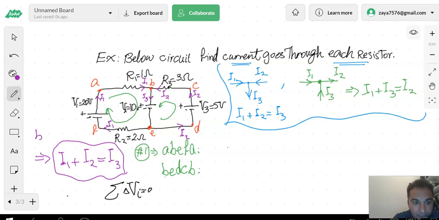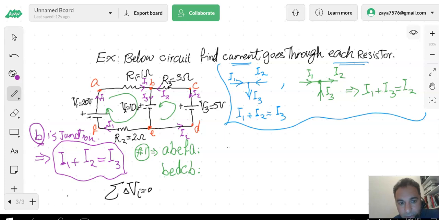And B is a junction. Point B is a junction. And E is a junction. Doesn't matter. It will be the same. So what I have, I1 plus I2 equals I3. I wrote it. Now I am going to write sigma delta Vi equals 0.